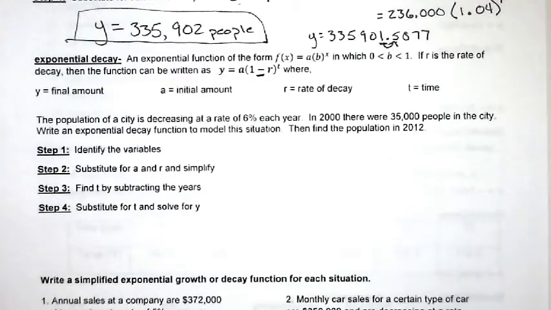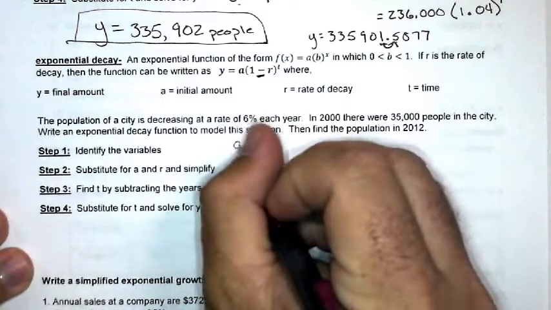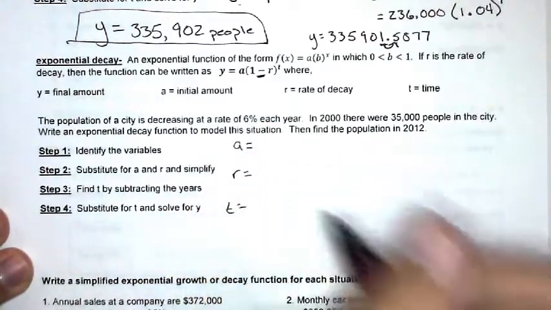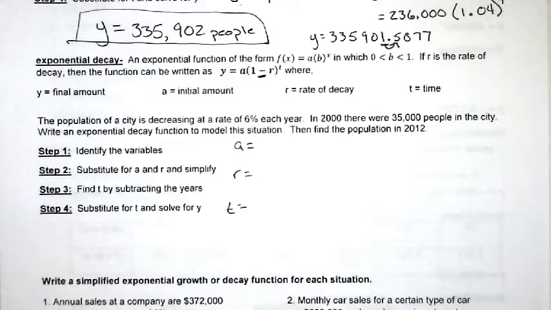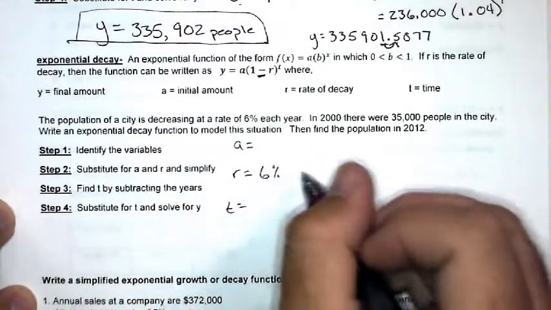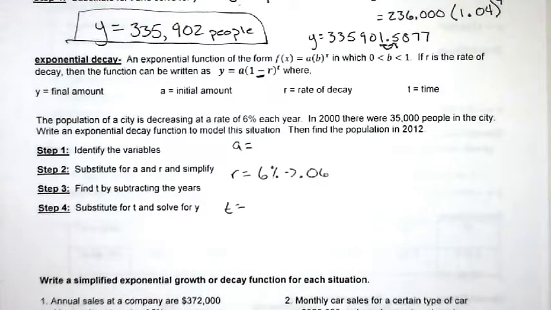Okay? Process is still the same. We will label, we will substitute, we will simplify. So, label. I need an A, I need an R, and I need a T. The population of a city is decreasing, aka subtracting the rate, at a rate of 6% each year. So that is my rate. How do I write that as a decimal? 0.06.